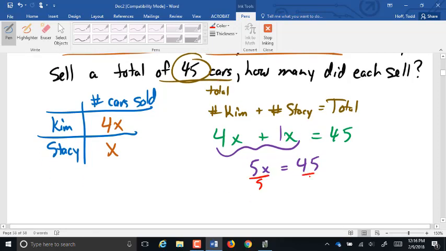Dividing by 5, X equals 9. So again, we said that X was the number Stacy sold, so Stacy sold 9. 4X is Kim, so 4 times 9 is 36. Kim sold 36.